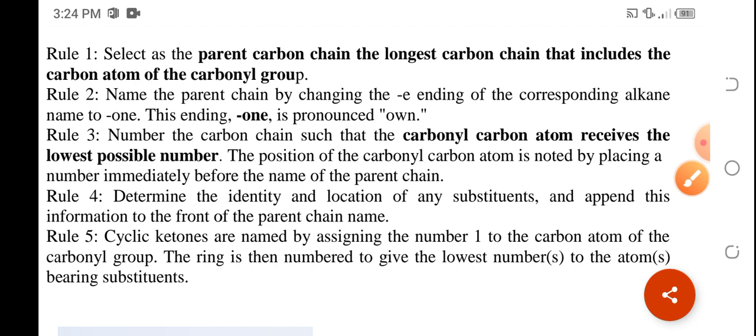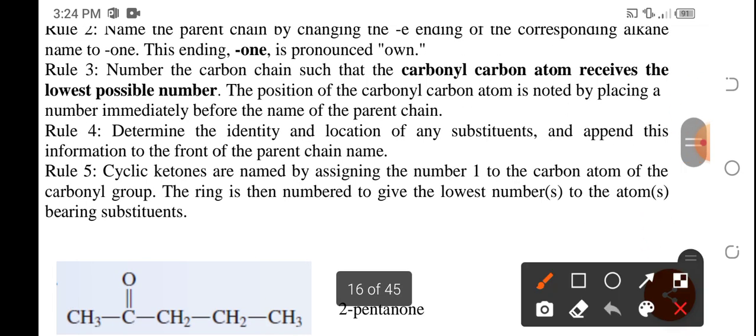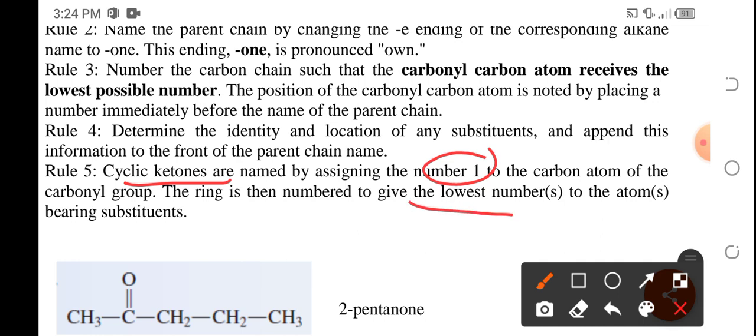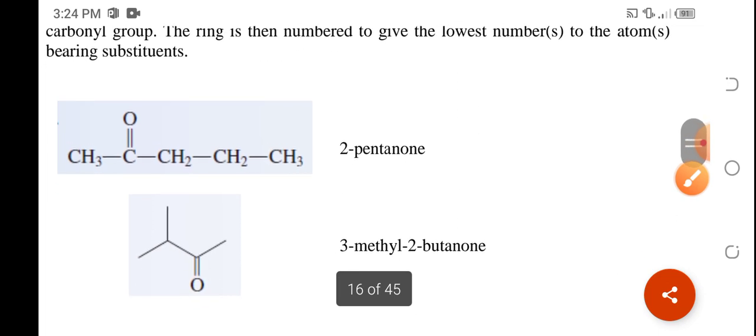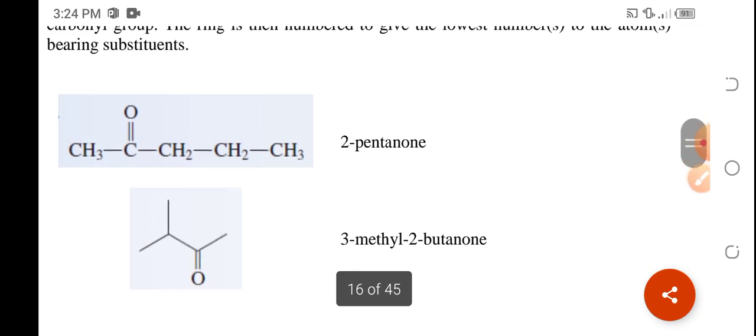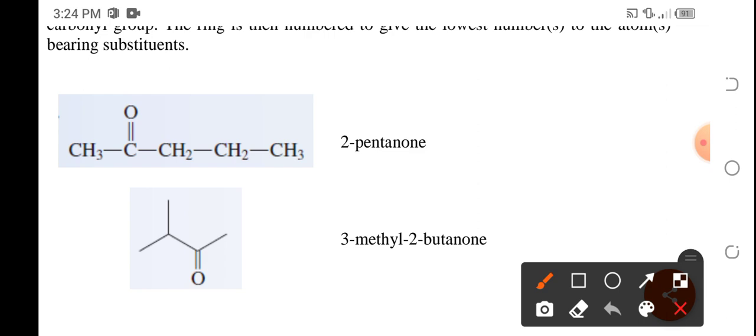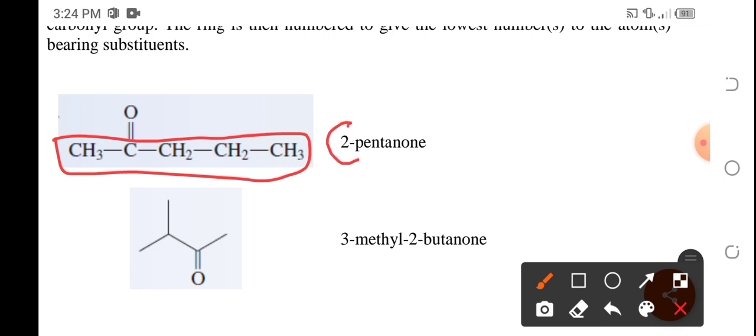Now, if you have a cyclic ketone, you have to assign the carbonyl carbon as carbon number 1. And then you could number them clockwise or counterclockwise for as long as you arrive at the lowest number for the substituents. Okay, so for this case, this is 2-pentanone. It is very important to note the position of the carbonyl group by having a number before the parent chain's name. So this is 2-pentanone.